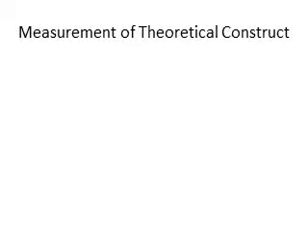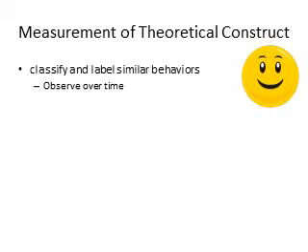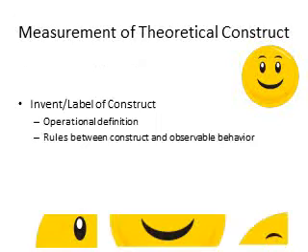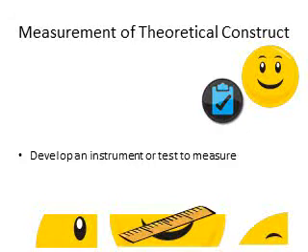How we measure a theoretical construct starts with our classification and labeling of similar behaviors. So we observe behaviors over time, we see the phenomenon or observation in a person, and we begin to build an idea about what this behavior represents. We invent and label a construct. We create operational definitions. These are measurable. We have rules between the construct, the idea, the concept, and what observations we observe, what behaviors we observe.